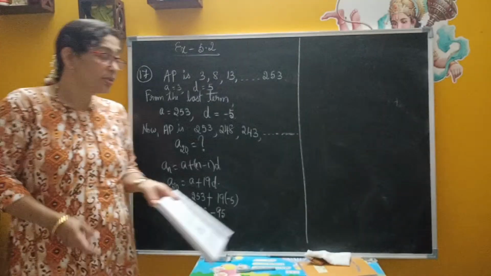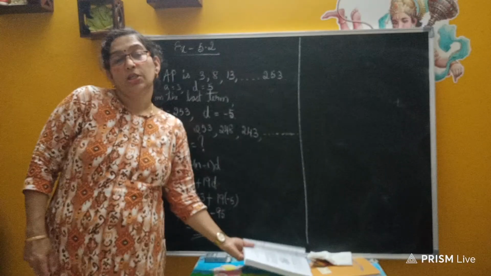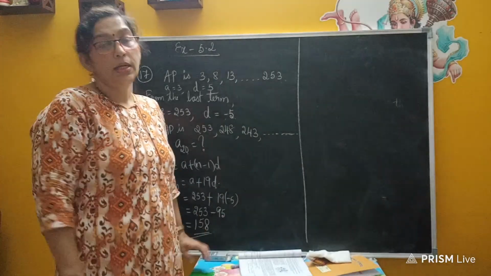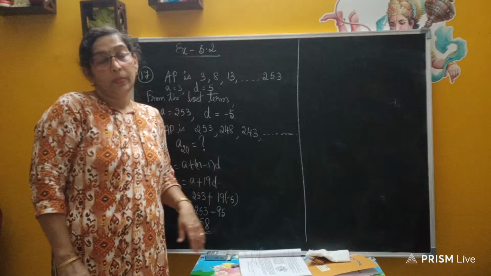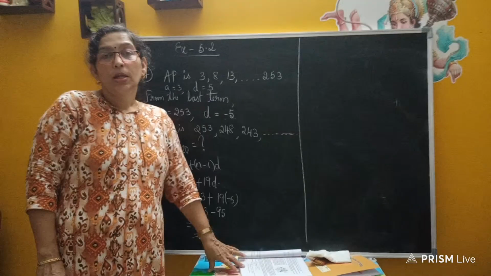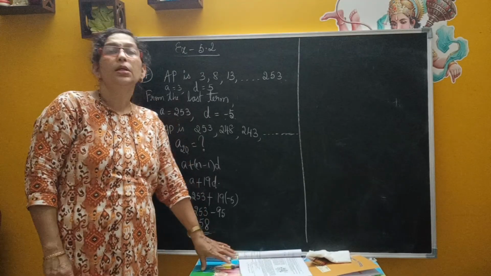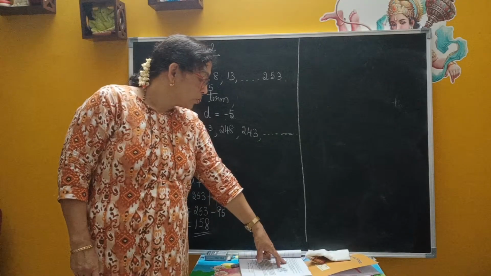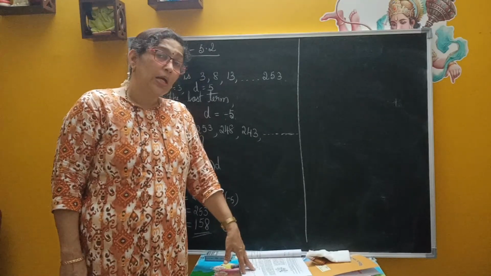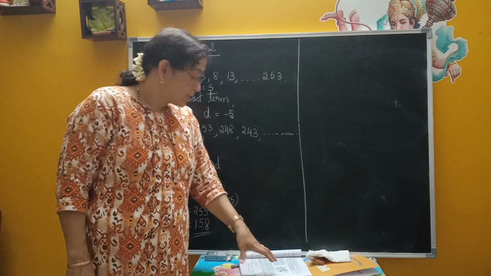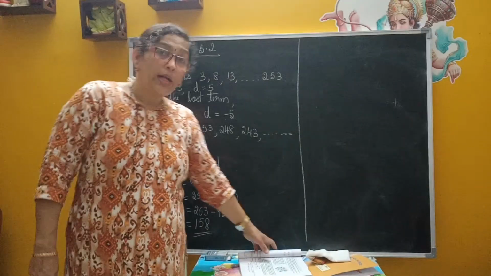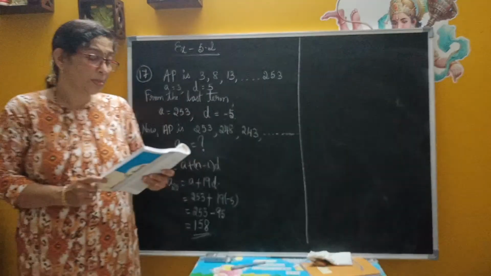Why is this condition given? Using those two conditions, we have to get simultaneous linear equations in terms of A and D. Then you solve them either using the substitution method or the elimination method. After getting the values of A and D, find the first three terms of the AP. Understood? So you can do this on your own, it is an easy sum.